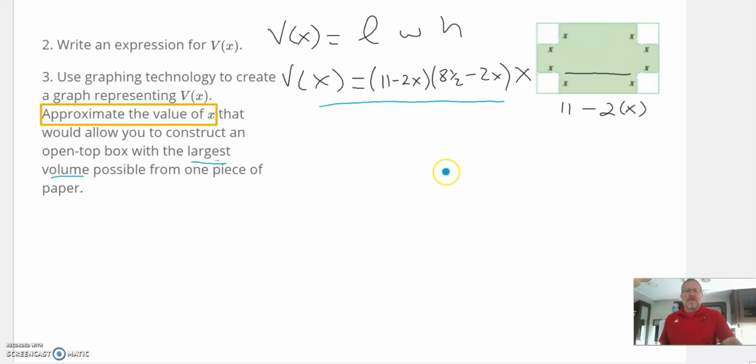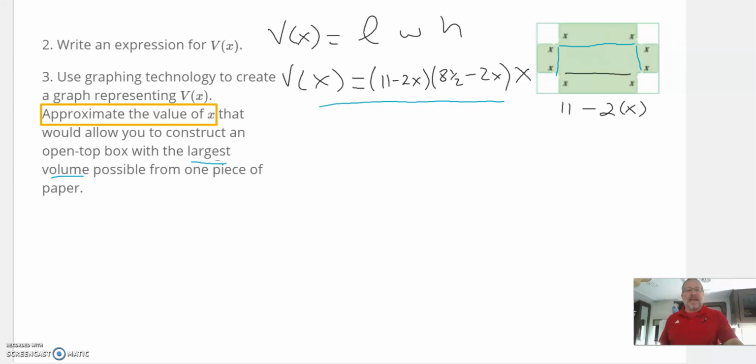Now, what happened was we took the X height, that was the cut, and then we took the leftover edge. This is key. The leftover length, the base of this box, is 11 minus the 2 X's. And then the other one was 8.5 inches all the way across minus the 2 X's. So then this created the base of the box.